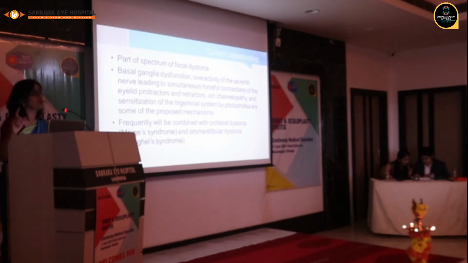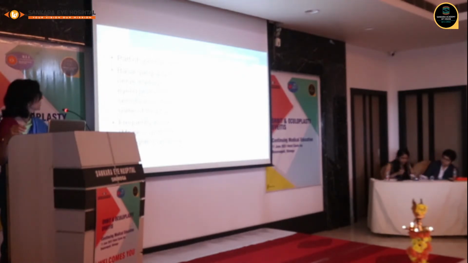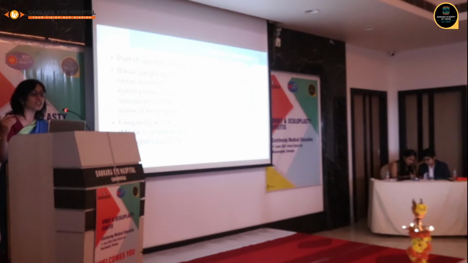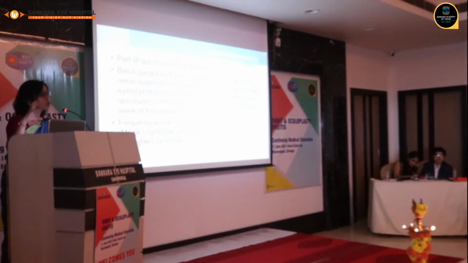We still don't know exactly what causes it. It could be basal ganglia dysfunction, or it could be sensitization of the trigeminal system. But it's very often combined with orofacial dystonia. That means both eyes and then both sides of the lower face. Or oromandibular dystonia. That means along with the eyes blinking, there will be abnormal movement of the jaw. They'll open and close their mouth. They'll move their jaws from side to side.